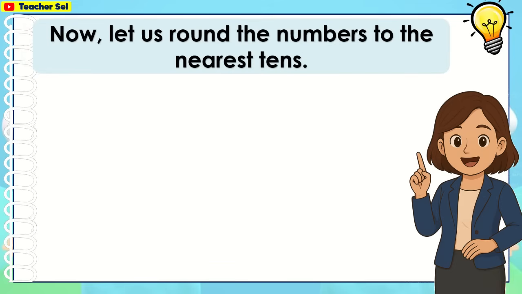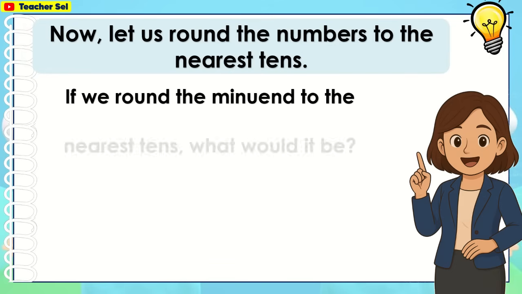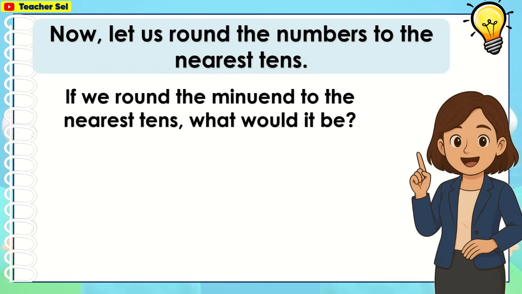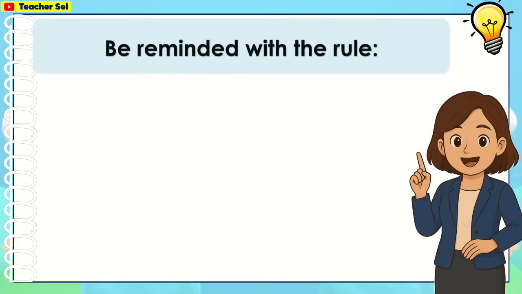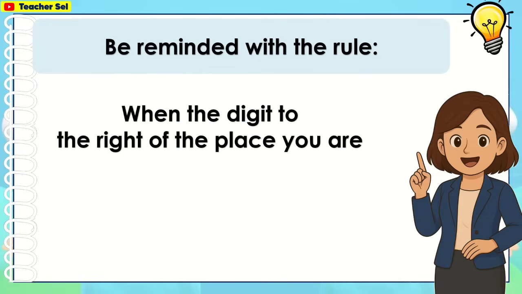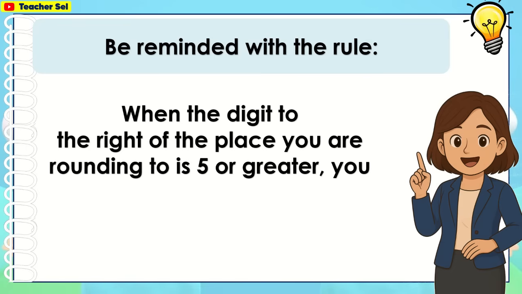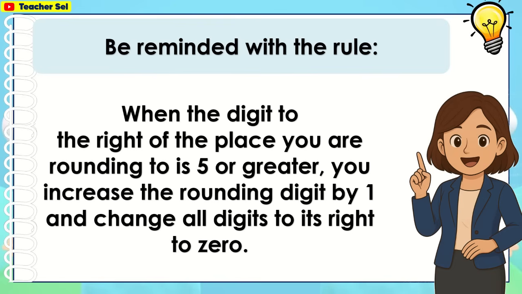Now let us round the numbers to the nearest tens. If we round the minuend to the nearest tens, what would it be? It would be 1,580 because the digit in the ones place is 8, which is greater than 5. So we add 1 to the digit in the tens place and change the ones digit to 0. Be reminded with the rule. When the digit to the right of the place you are rounding to is 5 or greater, you increase the rounding digit by 1 and change all digits to its right to 0.